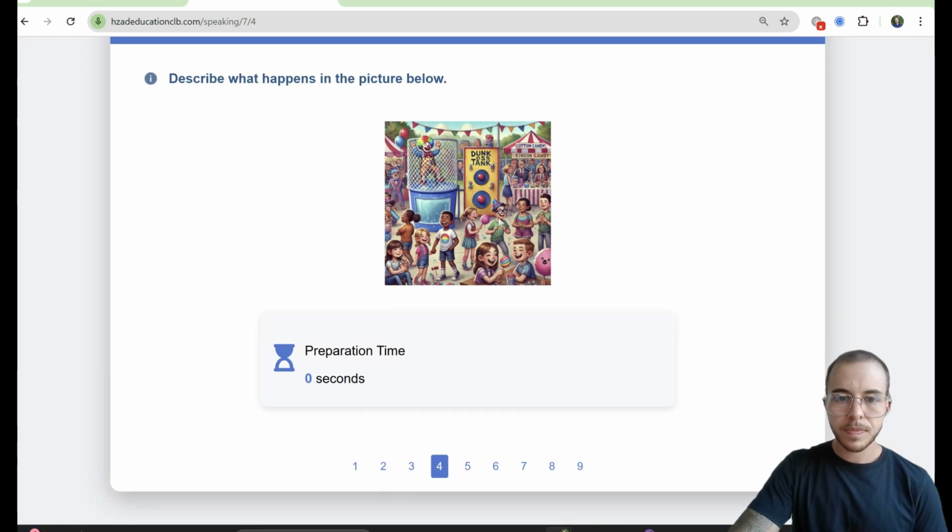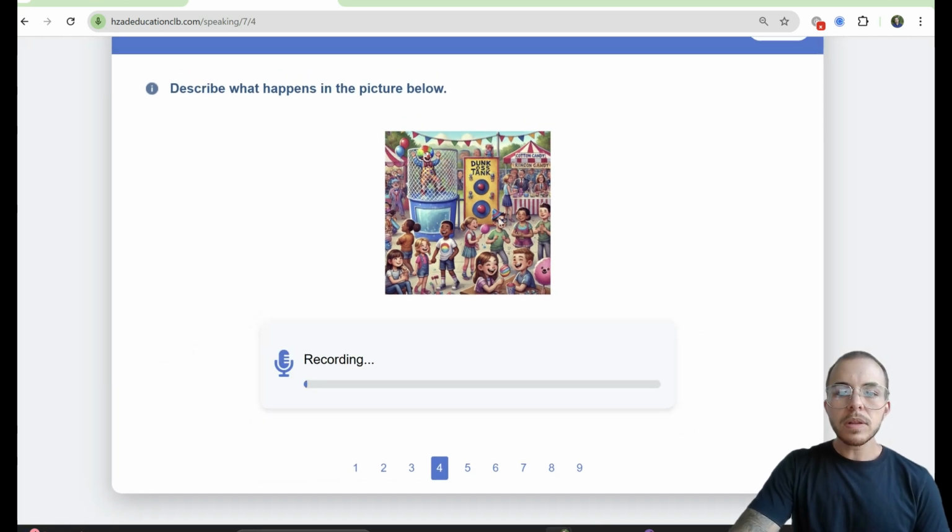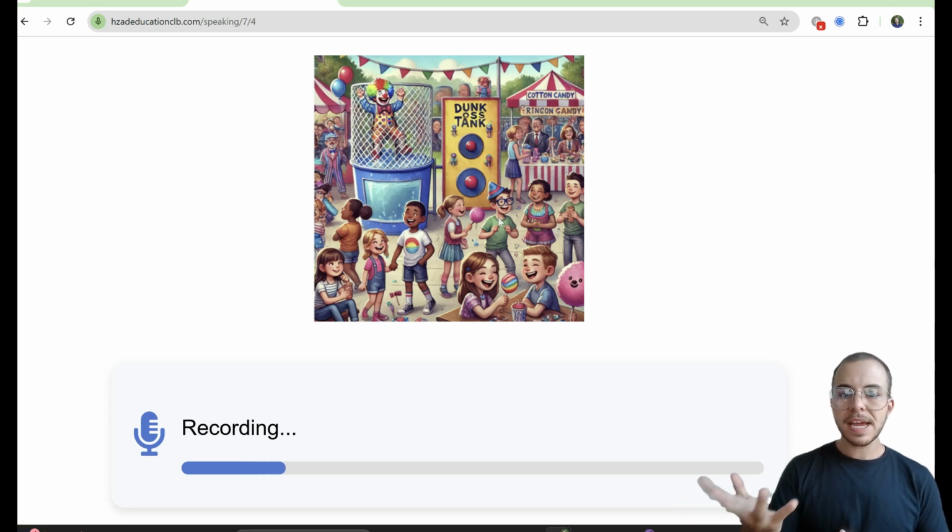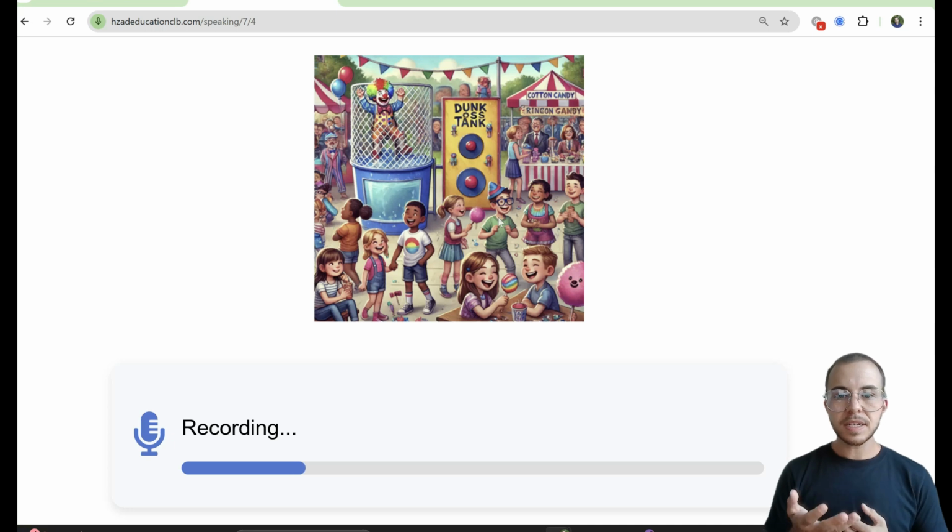Start speaking now. We are looking at a picture that is very clearly taken at the circus. I can see it's the circus because there is a dunk tank, there is a cotton candy stand. There are dozens of children. I can also see circus tents and balloons. It looks like everyone is having a wonderful time.